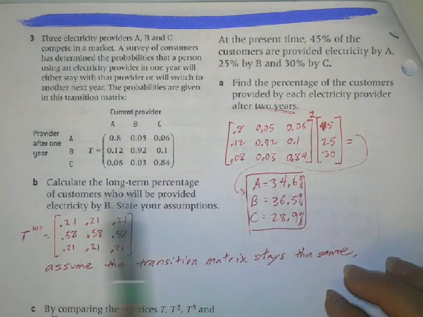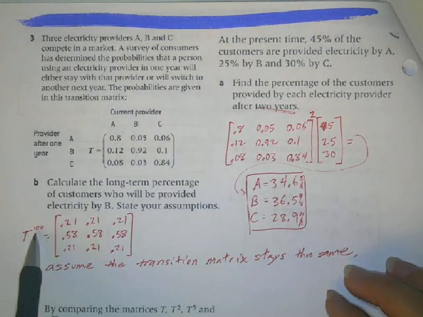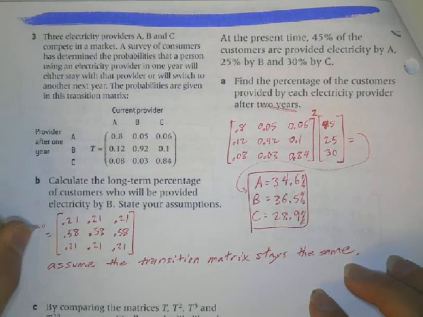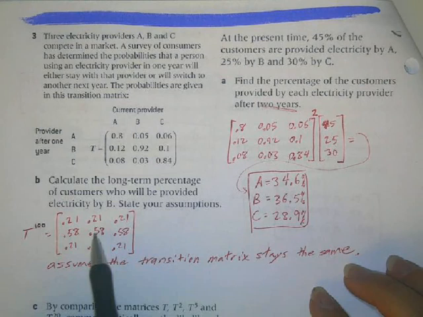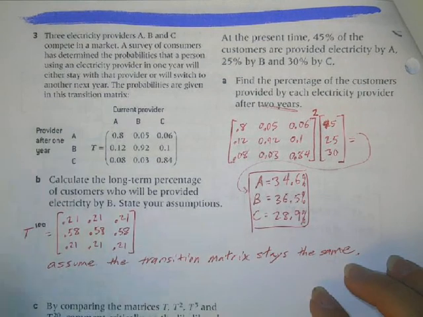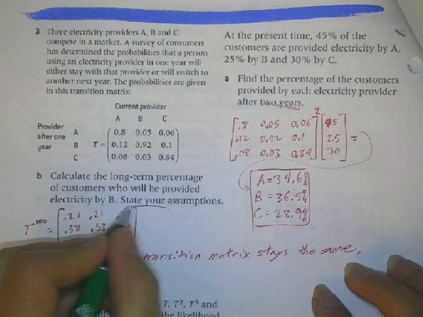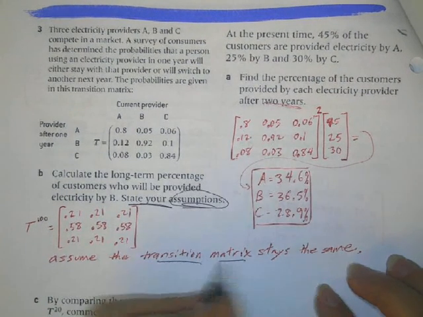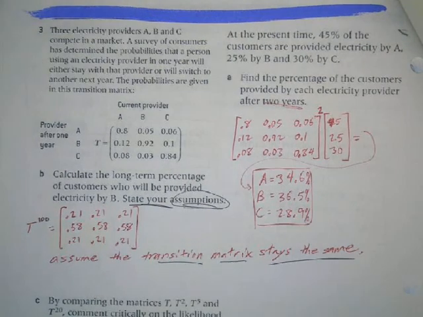Calculate the long-term matrix. So once again, I do it to a large power. Here, once I did it to 100, and as I said before, the rows are all going to be the same. So our assumptions is that the transition matrix doesn't change. Hit pause if you need to copy this down.